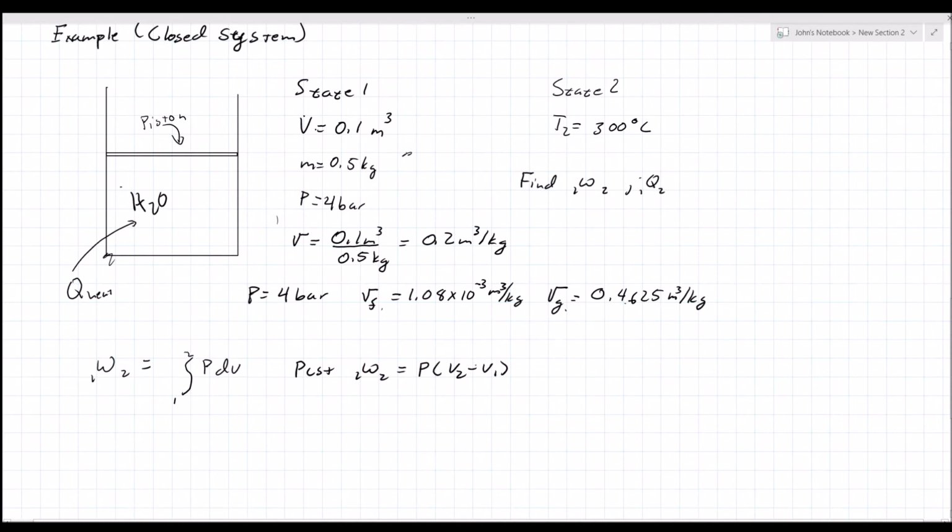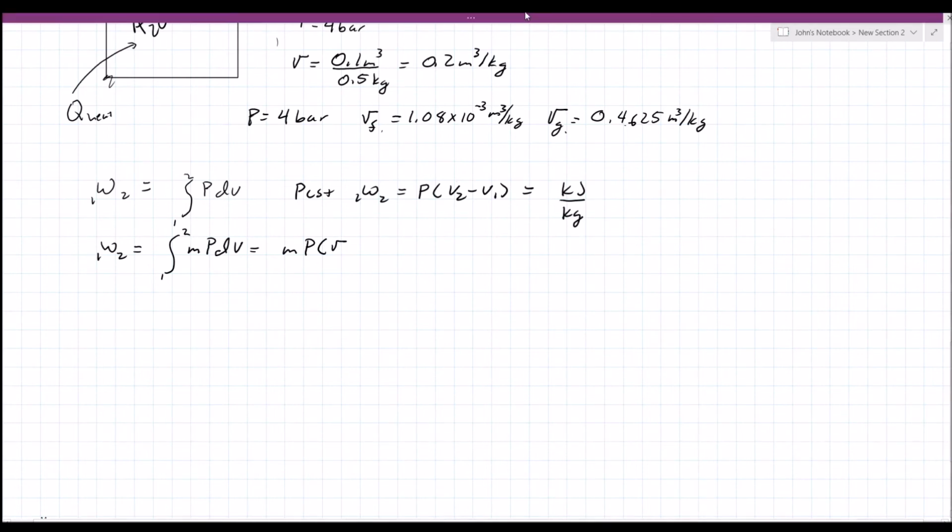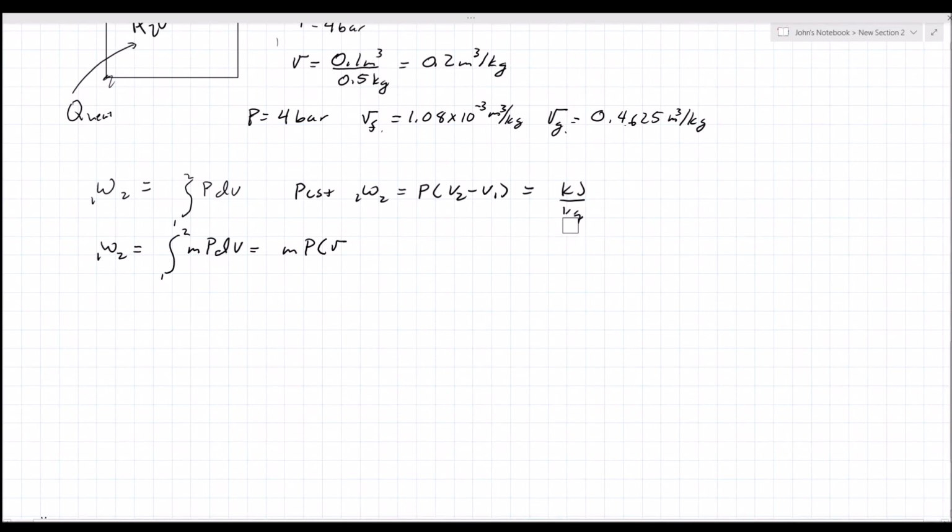Now, you'll notice this will result in, if you do unit analysis, kilojoules per kilogram. Well, I'm asking for work. I need it in kilojoules. Well, to do that, I multiply by the mass. So, to find the work, I will have my equation as work from 1 to 2 is equal to the integral from 1 to 2 of the mass times the pressure times the change in volume, which will equal the mass times the pressure times V. Well, I'm sorry, I was wrong. This will result in kilojoules.